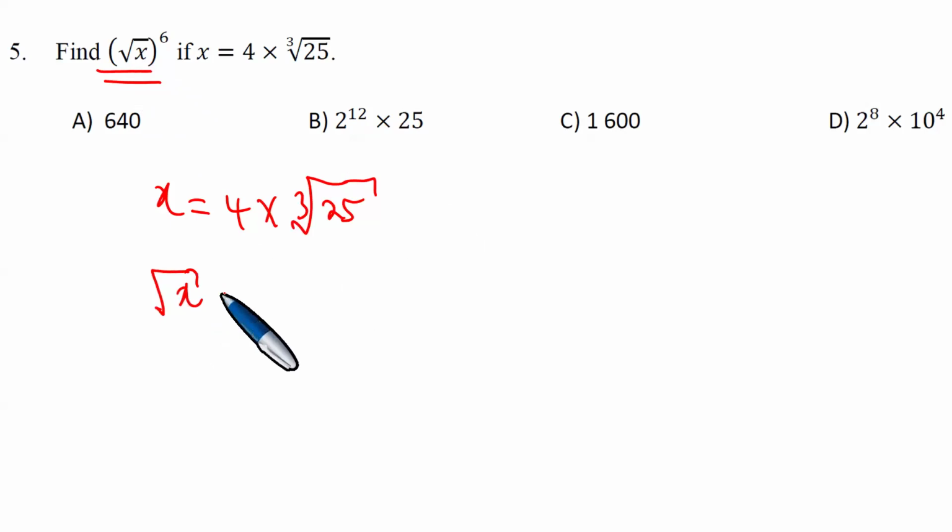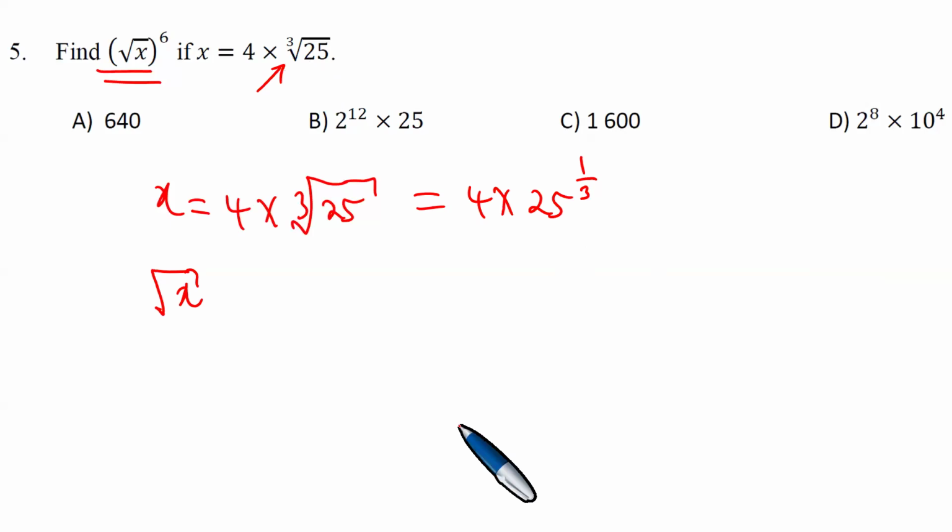4 times 25, yes, to the power. Okay, you can write 4 times 25 to the power 1/3. Correct, because this is like the cube root. So it's like 1/3, like that.